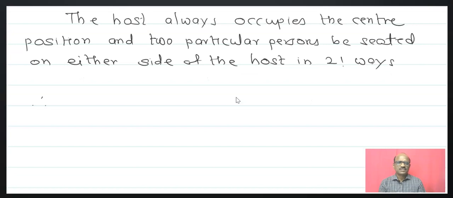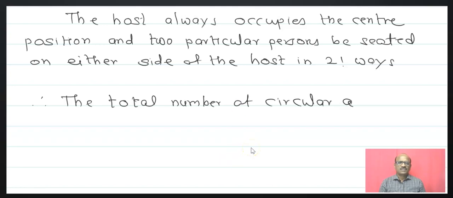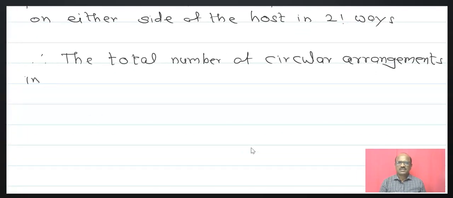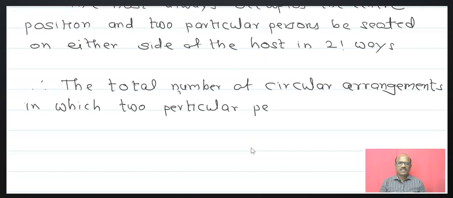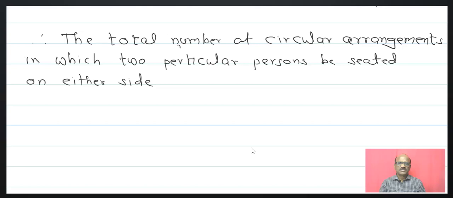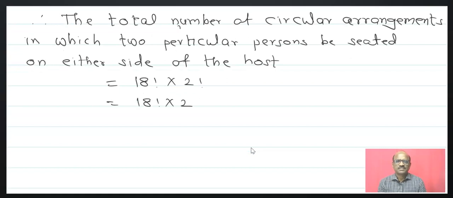In 2 factorial ways. Therefore, the total number of circular arrangements in which two particular persons can be seated on either side of the host is equal to 18 factorial into 2 factorial, that is 18 into 2.